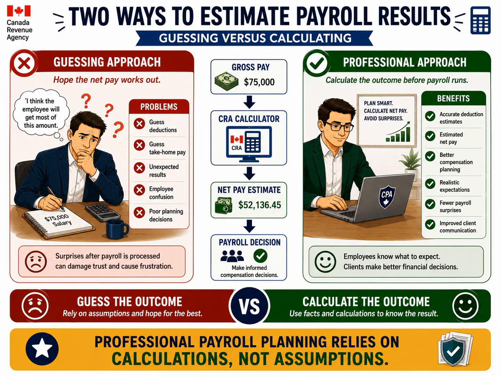The final message at the bottom of the slide captures the most important lesson. Professional payroll planning relies on calculations, not assumptions. Payroll decisions should be based on facts, estimates, and verified calculations whenever possible. The CRA calculator provides a simple way to estimate deductions and net pay before payroll runs. And by using that information during the planning process, practitioners can improve accuracy, reduce surprises, and make better compensation decisions.